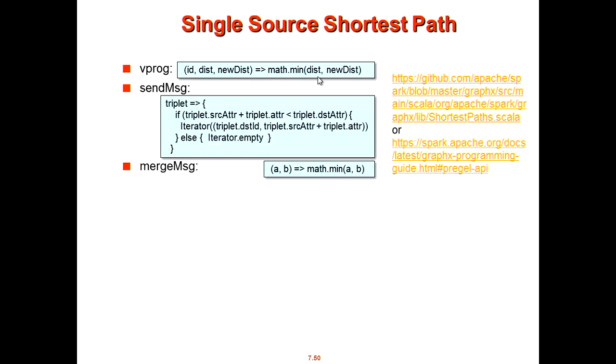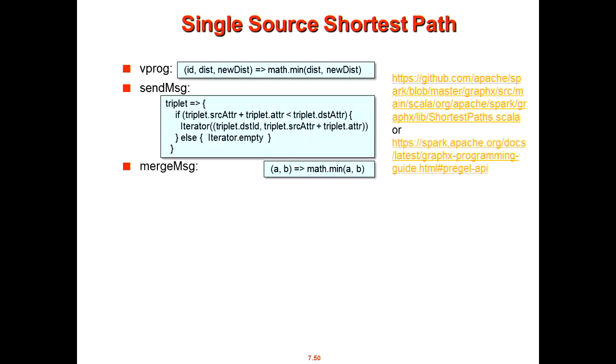It will check the existing attribute and the new attribute received by the messages, and then decide how to do the update. So the node will keep the smaller one. And the merge message here is to merge all the messages received. Remember that one node has multiple incoming neighbors. The possible distances can come from different sources, right?